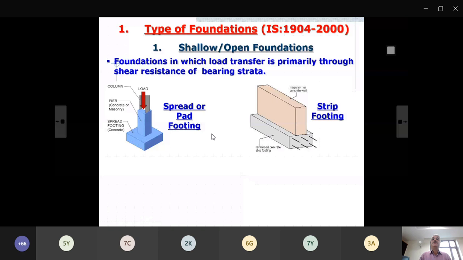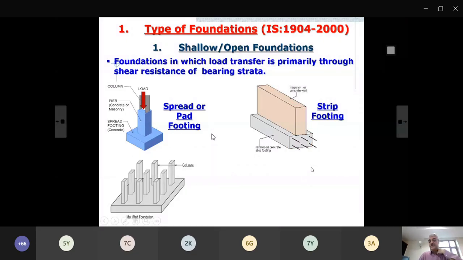Second type of this is known as strip footing. In this, your length to B ratio is quite high. So the load is a longer load rather than a point load. Some load is coming from here. You may not have a separate pier also in most of the cases. You may or may not have. And then you have a foundation here.